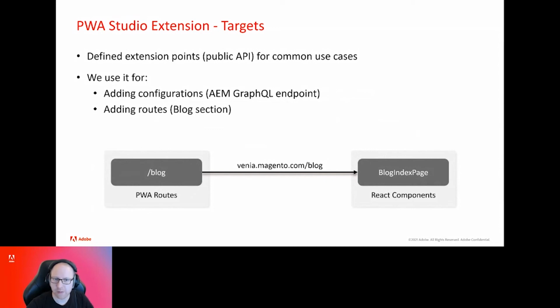In the extensions, we use this mechanism to declare additional configuration parameters, like the AEM GraphQL endpoint, but also adding custom routes for the routing in the PWA Studio app. For example, adding the block section route to the PWA. So whenever a user goes to the /block route, the PWA Studio then knows how to render this route by displaying the block index page component, which is also part of the extension.